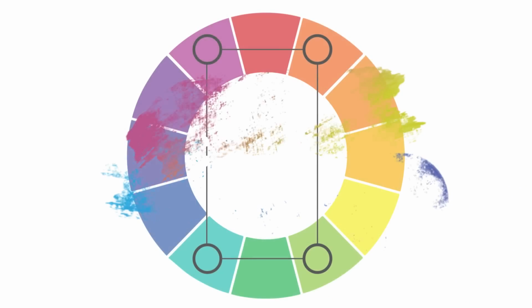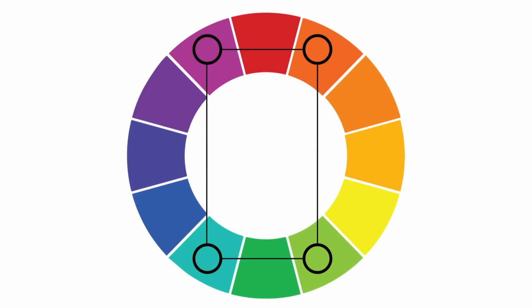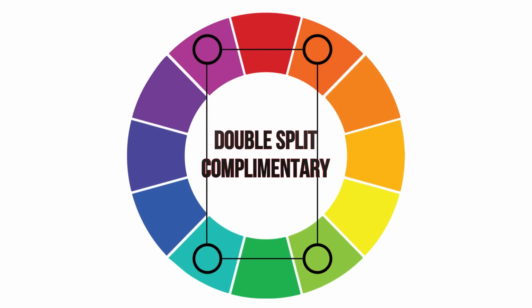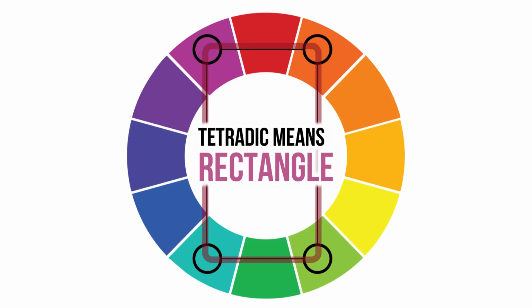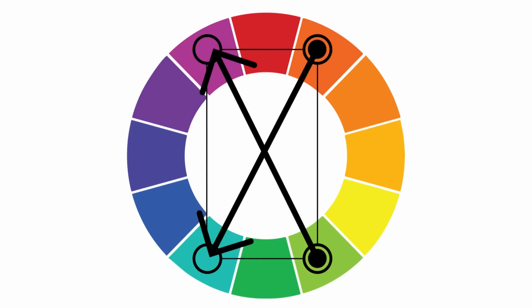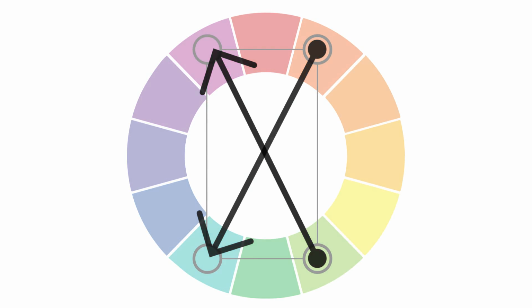Moving on to tetradic. Tetradic color harmonies are known by another name, aren't they? Yes, double split complementary color harmonies. Tetradic just means rectangle, and how it works is essentially there's two split complementary color harmonies working in concert. Is that right? That's right. I think I need an example to help me visualize things.